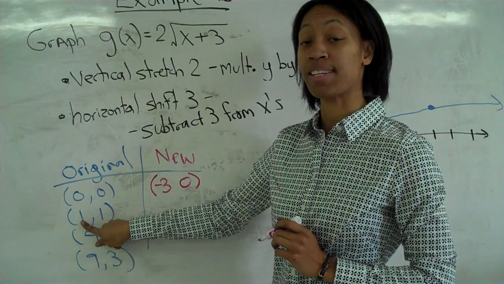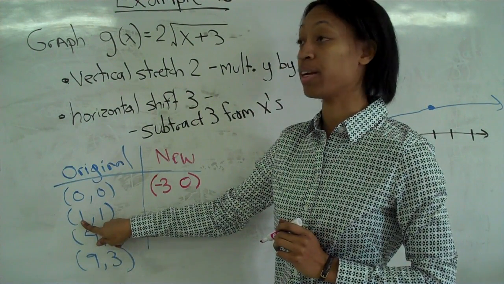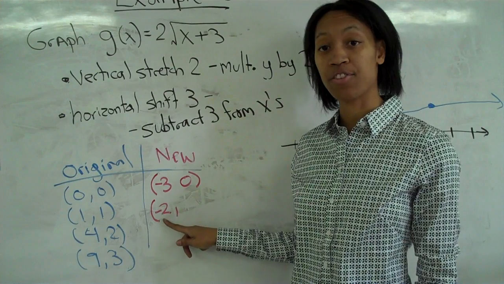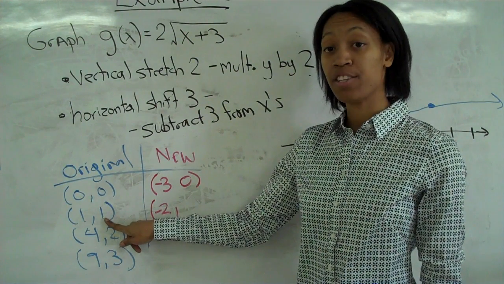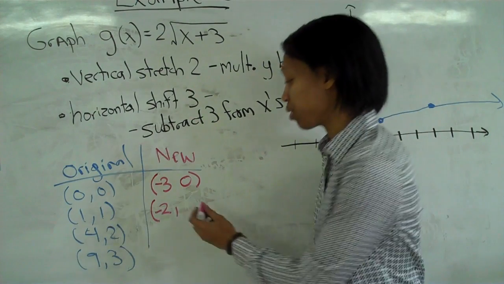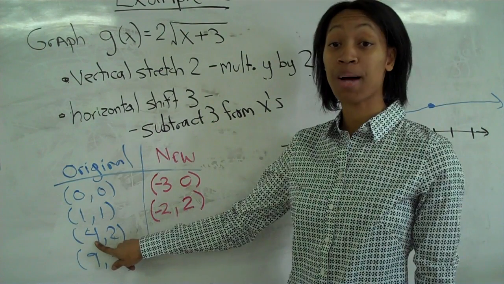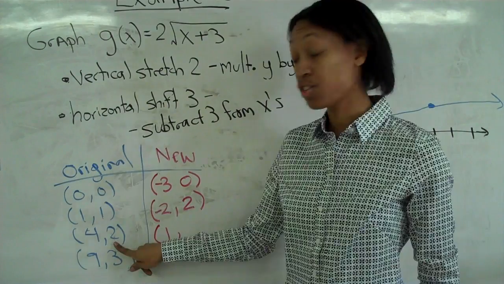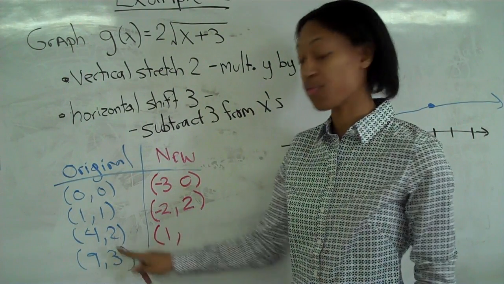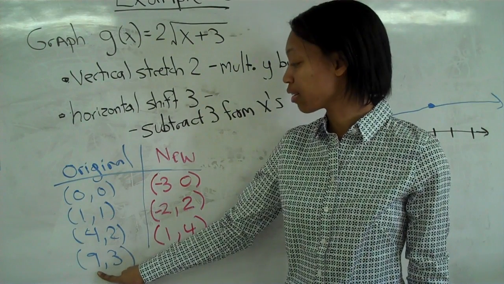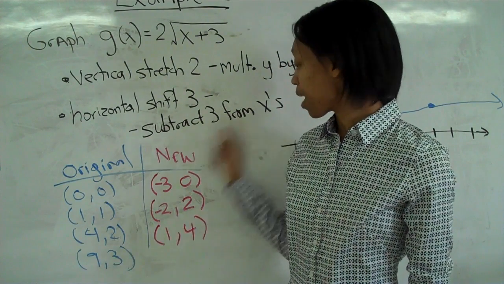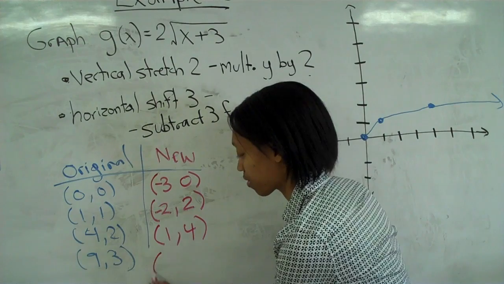Okay, for the next point, I take my x value and I subtract 3. 1 minus 3 is negative 2. And then to find my y value, multiply by 2. 1 times 2 is 2. 4 minus 3 gives me 1. 2 times 2 is 4. And let's go ahead and see 9. I don't know if it's going to fit on my graph or not. 9 minus 3 is 6.